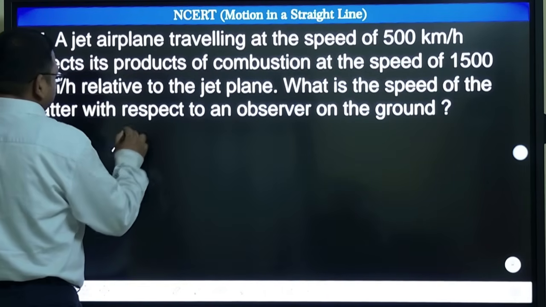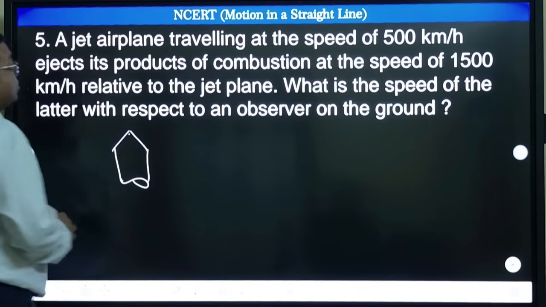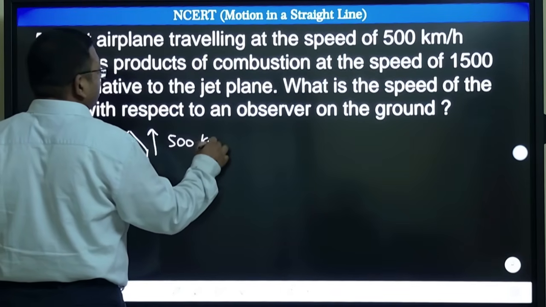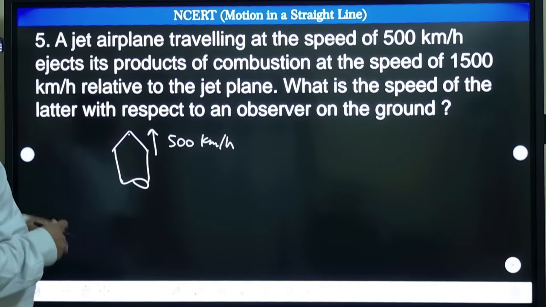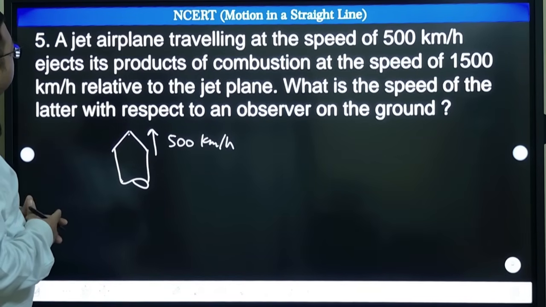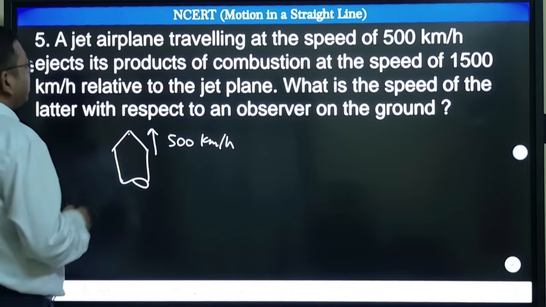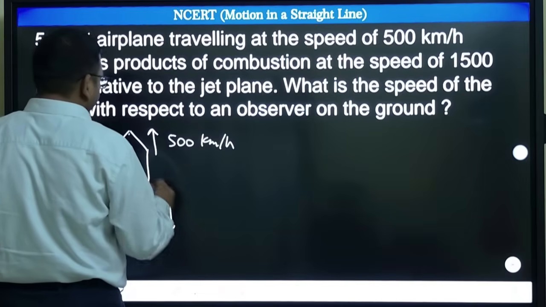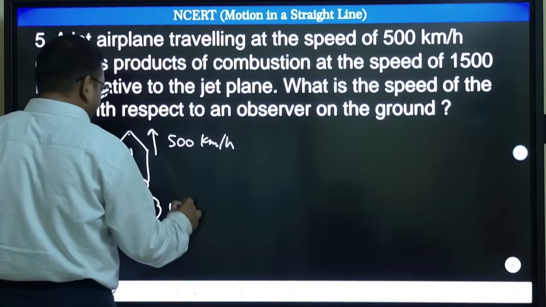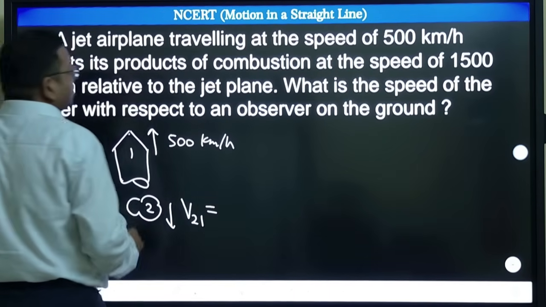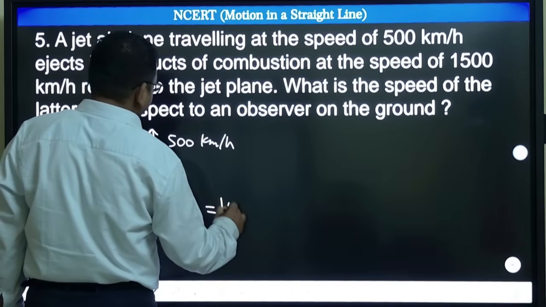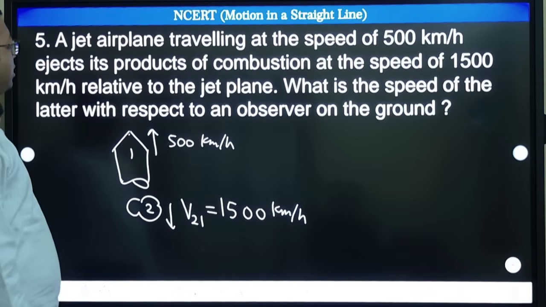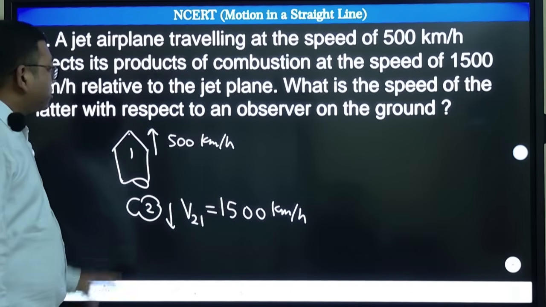A jet plane is there. So suppose some plane, I am just showing a rough diagram, is going at a speed of 500 kilometer per hour. Okay, at the speed of 500 km per hour, it ejects its products of combustion at the speed of 1500 relative to the jet. So this gas or ejection is coming out. Let us say that this is 1 and this is 2. So they have given the velocity of 2 with respect to 1, and that is given as 1500 kilometer per hour relative to the plane. What is the speed of the latter with respect to an observer on the ground?